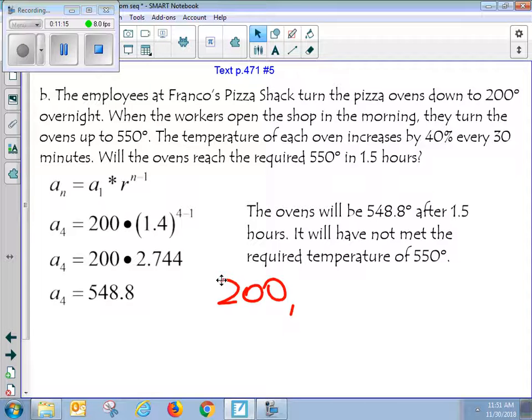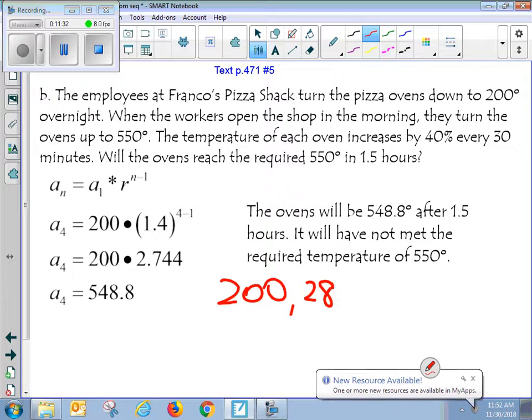So you need a calculator on this. So I need to know if we have the value 200 and we multiply it by 1.4. What do you get? Yell it out. 280. Okay. So 200 was at 0 minutes. 280 is 30 minutes in. Oh, the oven better hurry up.